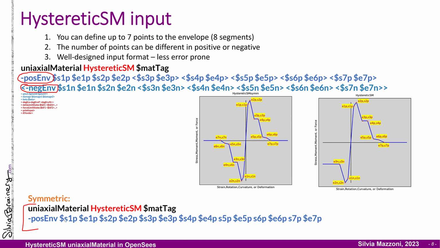Okay, and that's why now I bring in this flag of positive envelope and negative envelope. All right, and as you can see, you can have all the way to 7 input points in both directions, and they're separate and independent of each other. Okay, so you can have as many points up to 7 on either side of this envelope. So this is the first step, which is a lot cleaner.